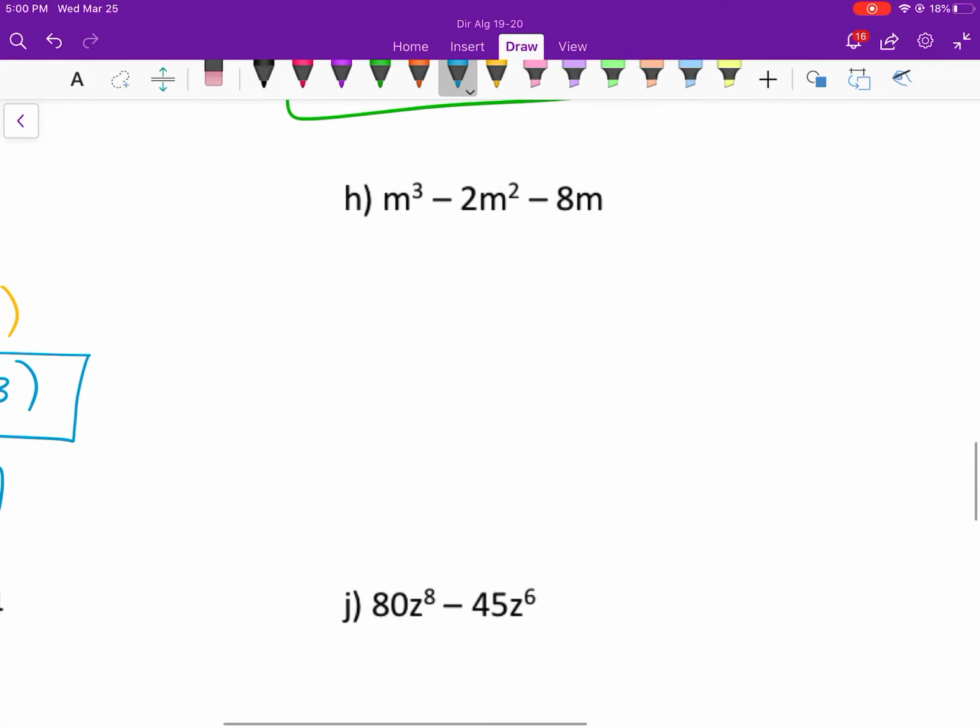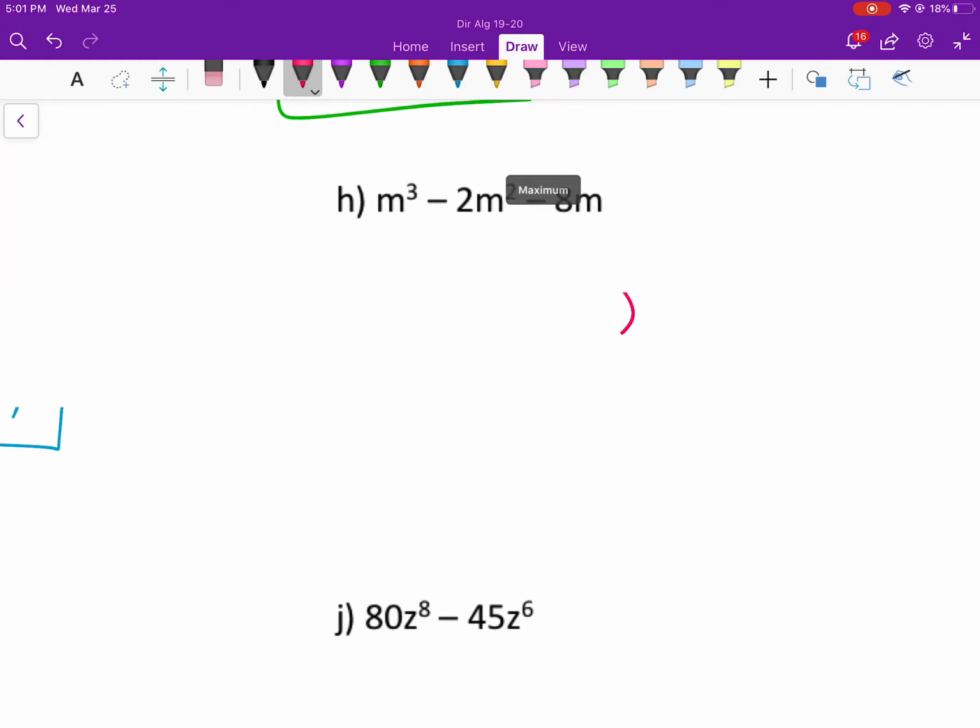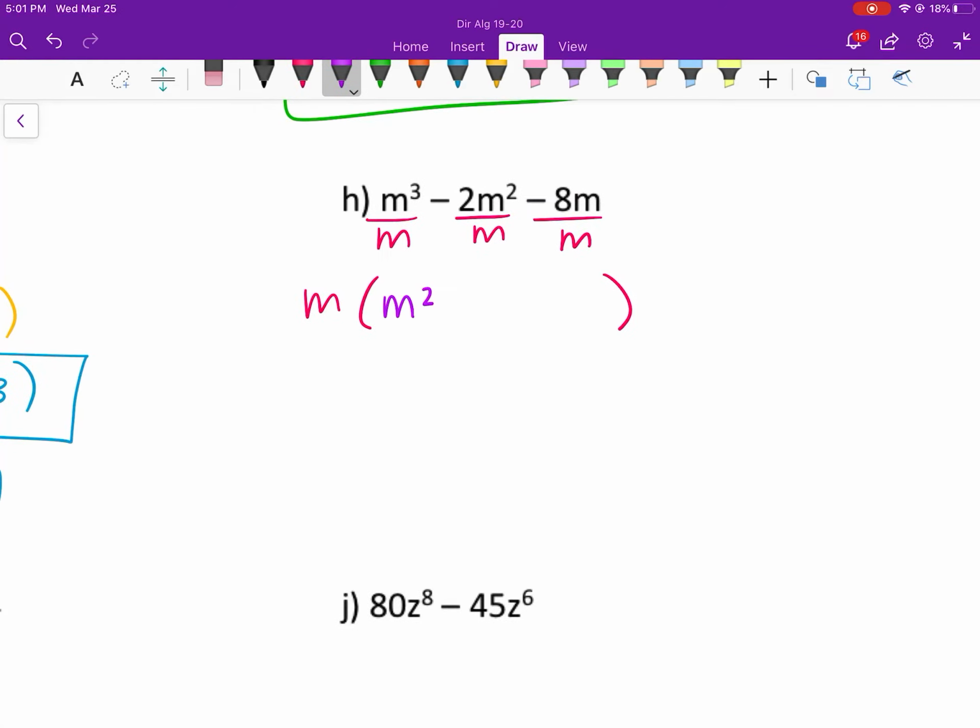In example H, I have a GCF that I should look for first, always, always, always. And that's going to be just an m. And so I bring that out front. M cubed divided by m is going to be m squared. Minus 2m squared divided by m, I'm left with one of them. Minus 8m over m is just 8. I bring the m out front along for the ride, and I set up my parentheses.